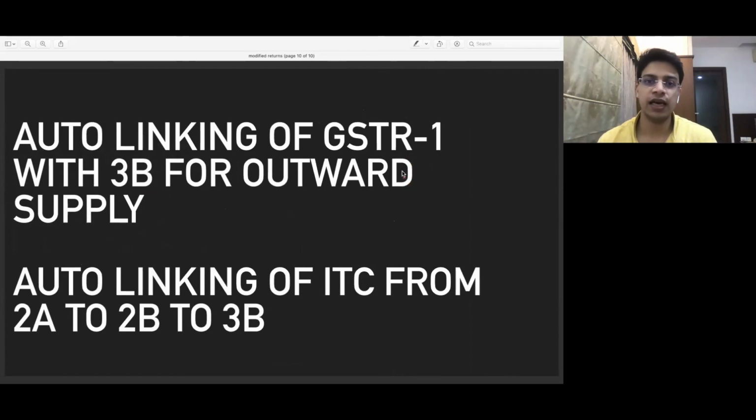So now I'm just concluding the presentation with two major points. One is that your outward supplies will be linked from GSTR1 to GSTR3B. Second, your ITC will also be linked from 2A to 2B to 3B. And this is how the information will flow.